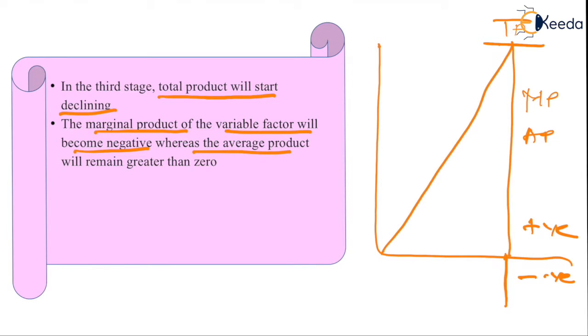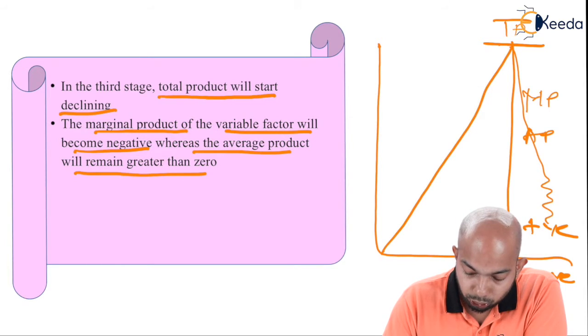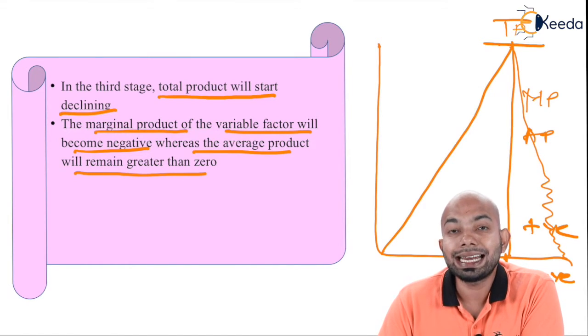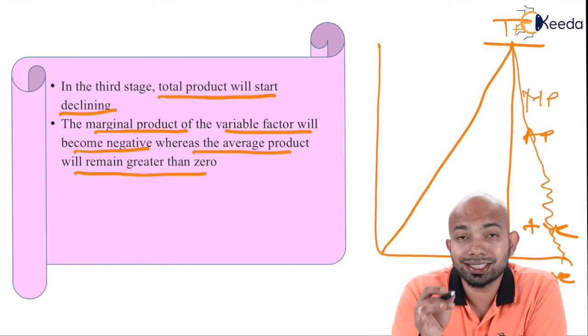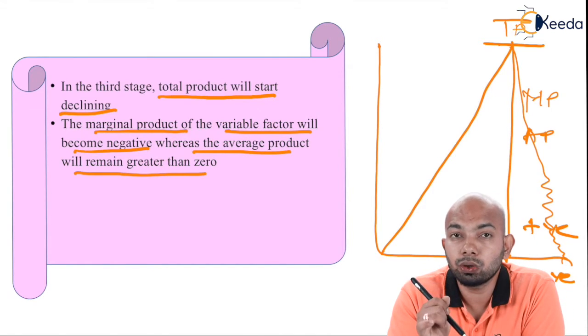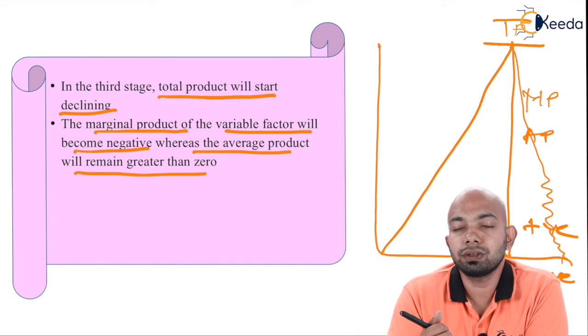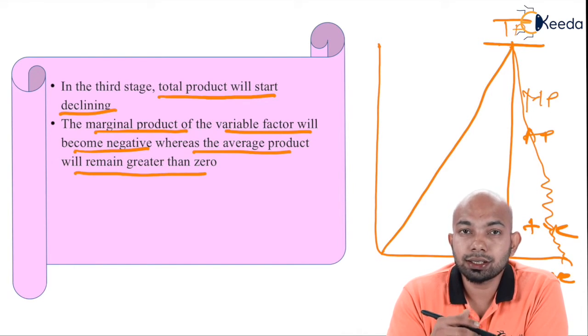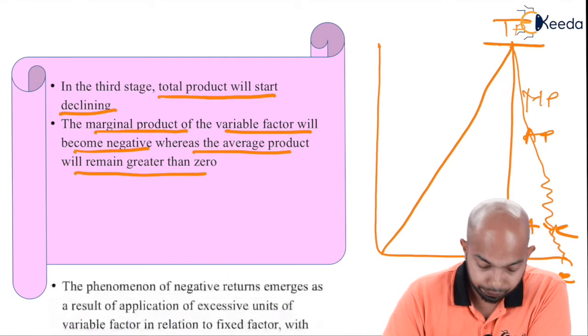Now, when the product reaches its third stage, marginal productivity goes into the negative side, whereas the average product will remain greater than 0. However, it hasn't gone below zero. In the earlier stage, marginal productivity didn't go below 0, it was only above 0. But in the third stage, marginal productivity is going below 0, that is, into negative, whereas average productivity is staying above 0, that is, still on the positive side.